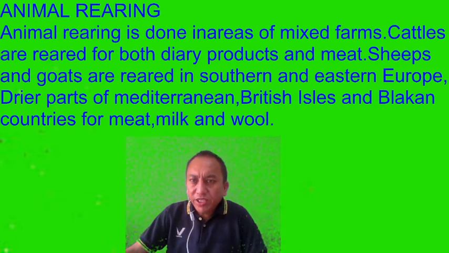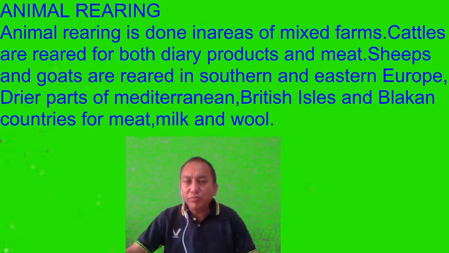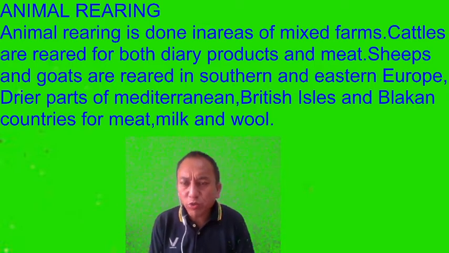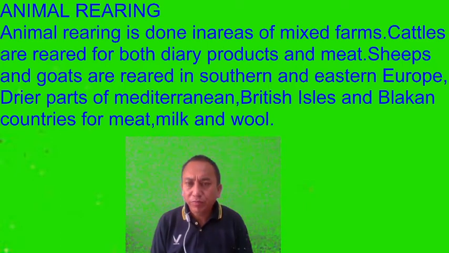Animal rearing is done in areas of mixed farms. Cattle are reared for both dairy products and meat. Sheep and goats are reared in southern and eastern Europe, drier parts of the Mediterranean region, British Isles and Balkan countries for meat, milk and wool. So the animal industry is also a very popular industry. It's a big industry. Animals are kept mainly for their milk and milk products, and their meat as well.